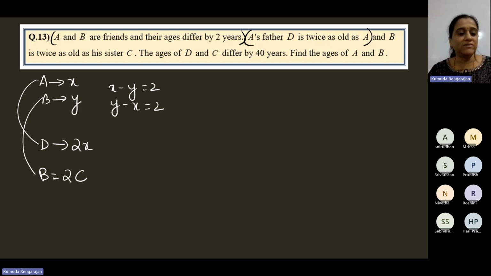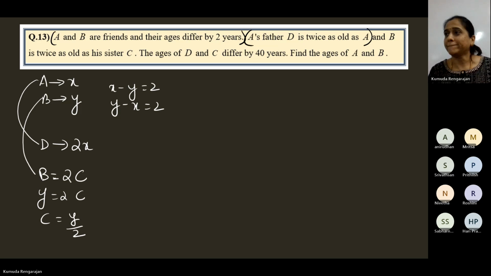B's age is Y, so Y is equal to 2C. Then C is equal to Y by 2. Correct? Now we have finished everyone's ages in X and Y. A, B, C, D, all 4 characters have their ages in X and Y only.